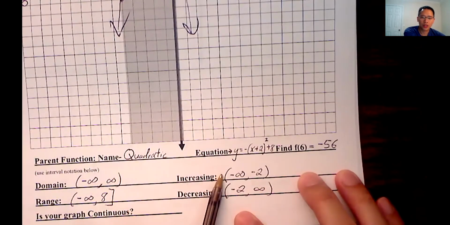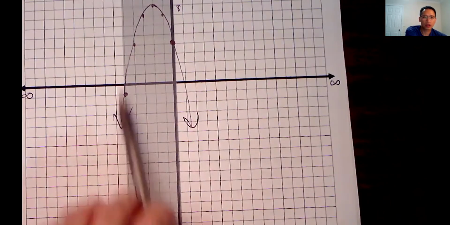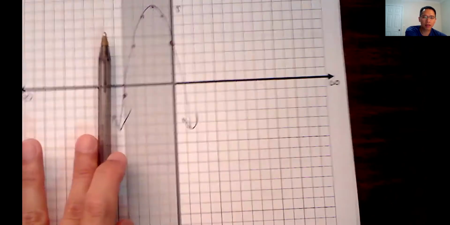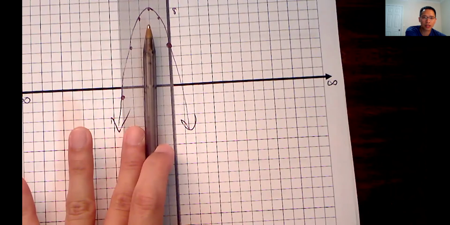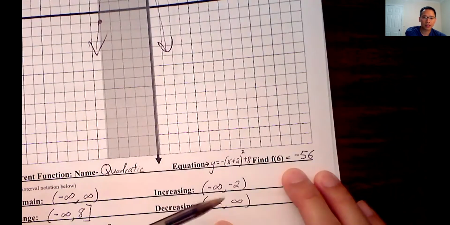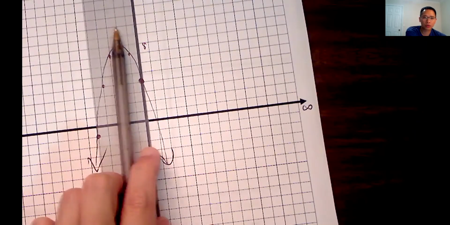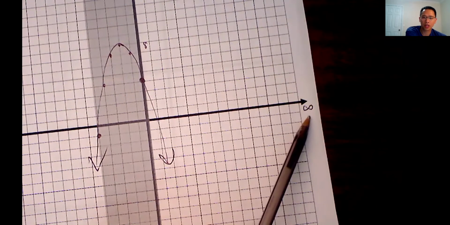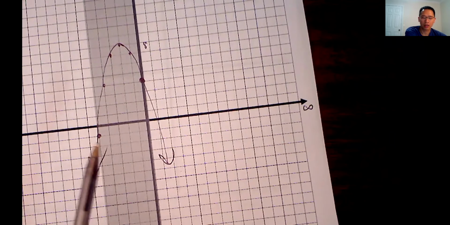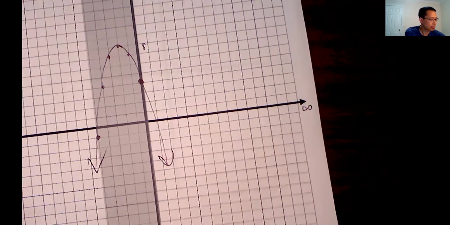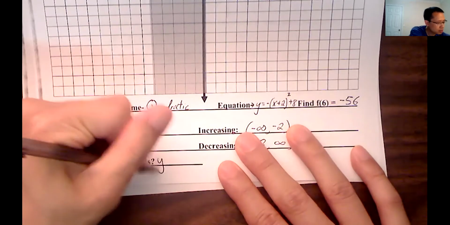Okay, and so increasing is where the graph is rising from -infinity all the way to this vertex, which is at -2. And then decreasing from -2 to +infinity, right? It's going to keep going to the right indefinitely and in the negative direction. Is the graph continuous? Yes.